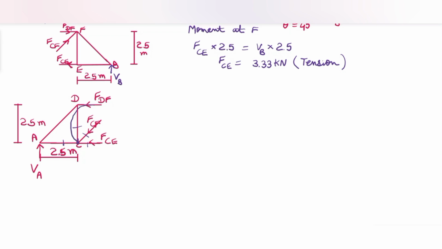Now we'll be taking moment at C. At C only FDF will produce moment, and FCF will produce anticlockwise moment, VA will produce clockwise moment. So VA into 2.5, and the perpendicular distance for FDF is also 2.5.